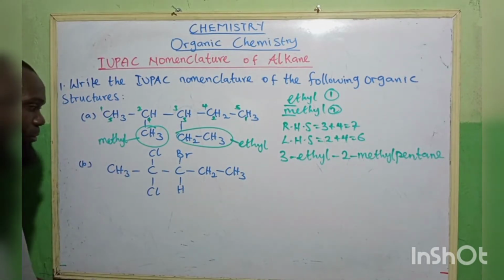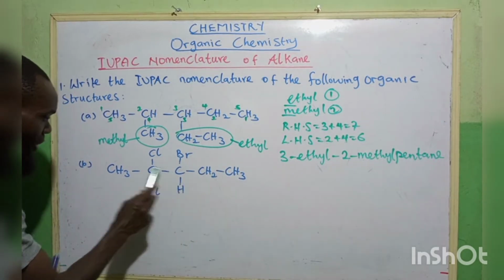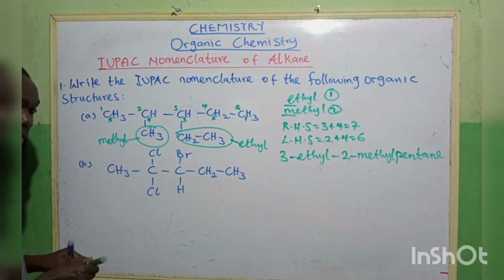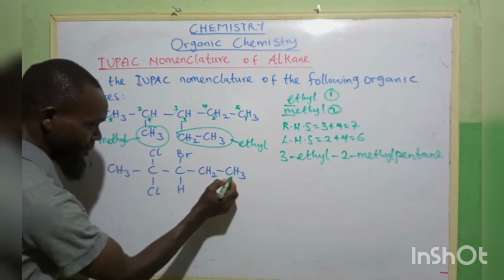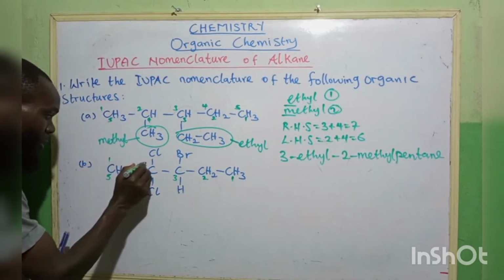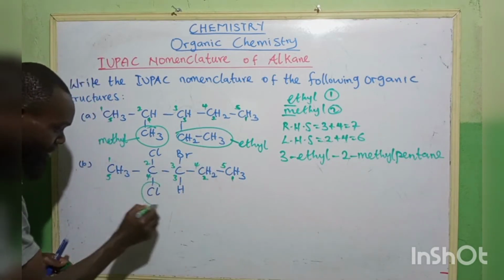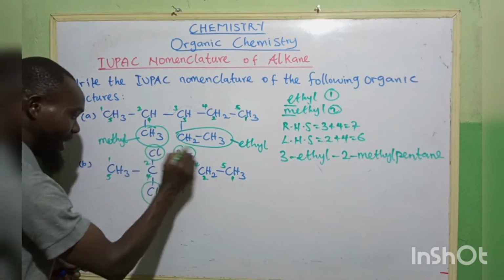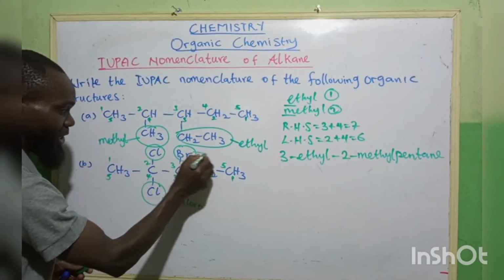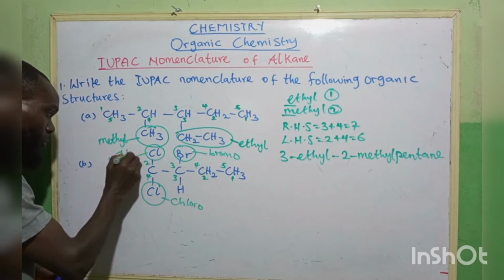The next one, let's look at the longest carbon chain length. 1, 2, 3, 4, 5. That is the longest carbon chain length, there's no more carbon. So you can now count in different ways, 1, 2, 3, 4, 5, or 1, 2, 3, 4, 5. We did not count this. This is chlorine, but it's going to change to chloro. This is bromine changed to bromo, while this one is chloro.